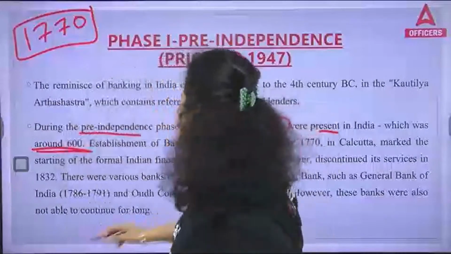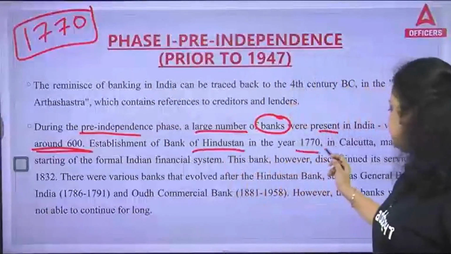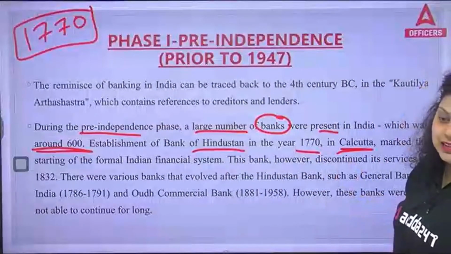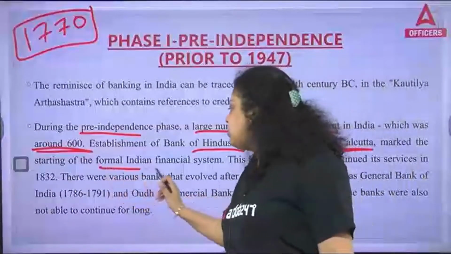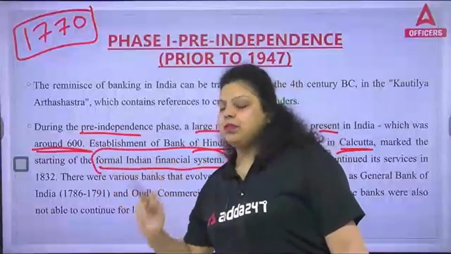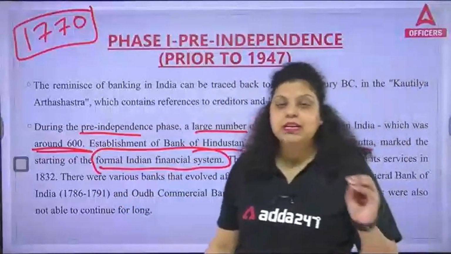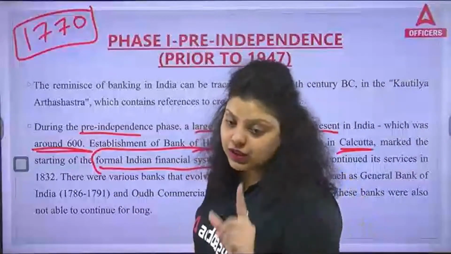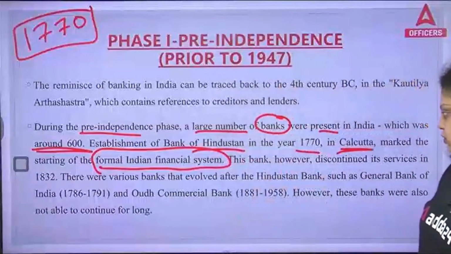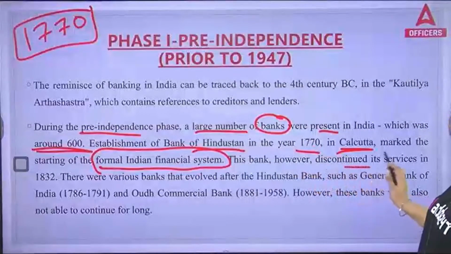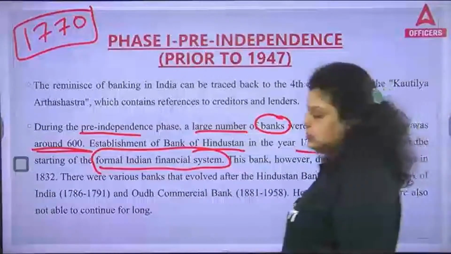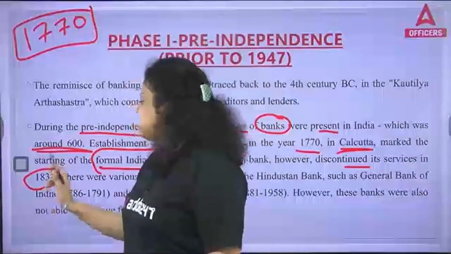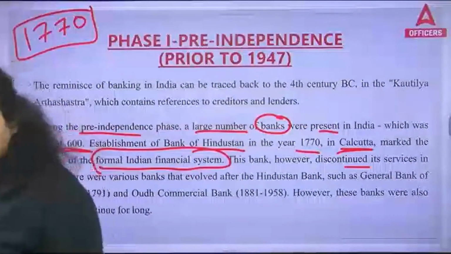Right. Now, the establishment of Bank of Hindustan in the year 1770 in Calcutta, because it had its headquarters at Calcutta, marked the starting of the formal Indian financial system. So, the formal Indian financial system in India started in 1770 with the establishment of Bank of Hindustan. This bank, however, discontinued its services in 1832. Right. This bank failed, and in 1832, it stopped working.